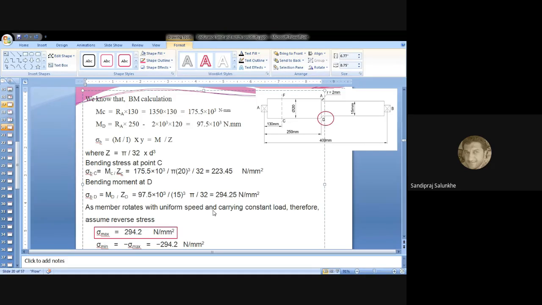Okay. Now which stress will you consider for the calculation? Whether it is the stress at point C or the stress at point D.